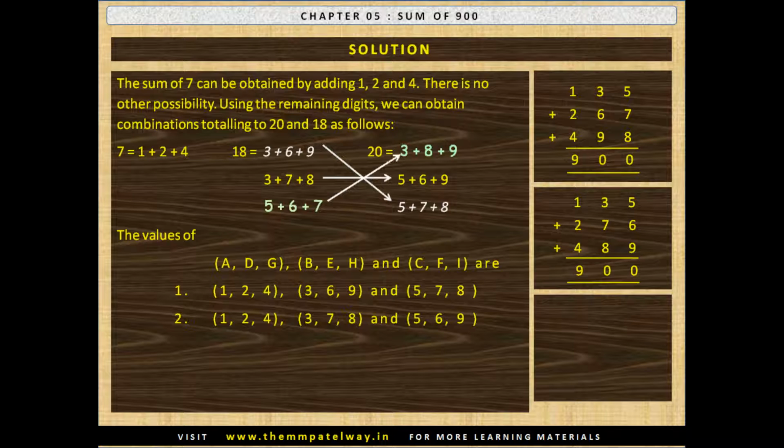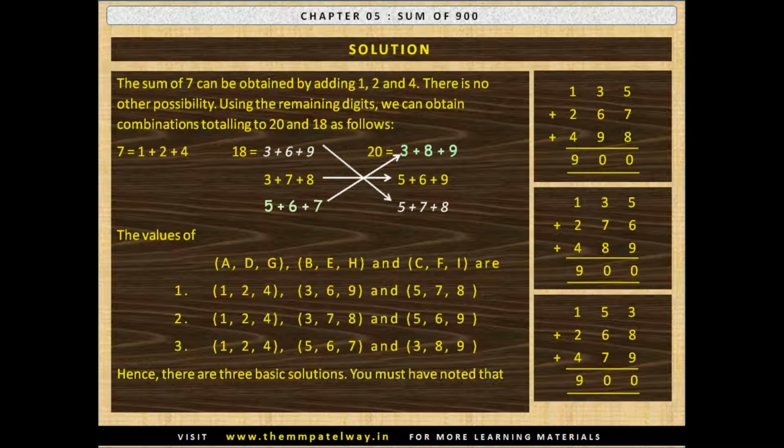And the third possibility will be in the hundredths column 1, 2 and 4, in the tens column 5, 6 and 7, and in the unit column 3, 8 and 9. Hence, there are three basic solutions. You must have noted that the digits of a column can be interchanged.